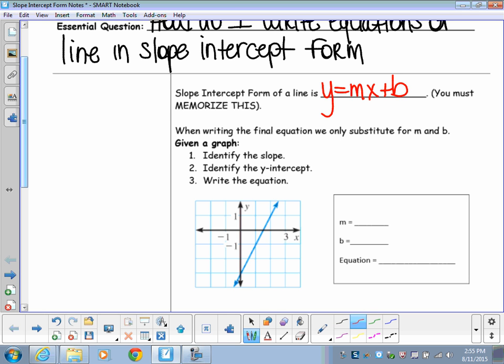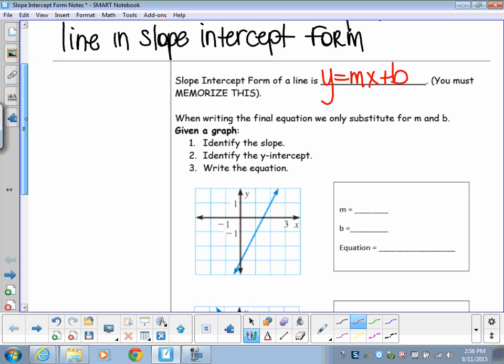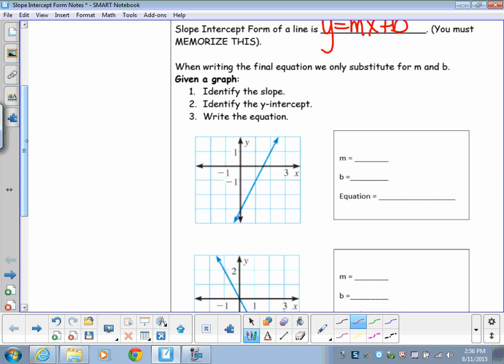We are now going to practice writing our equation in slope-intercept form when we're given a graph. The first thing we would do is identify the slope. Secondly, we're going to identify the y-intercept. And finally, we are then going to be able to write the equation. Let's look at our graph. In order for you to identify the slope, you have to first find 2 points. Any 2 points on the graph will do.